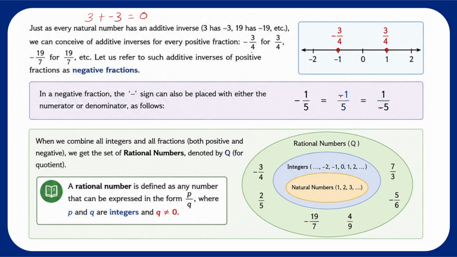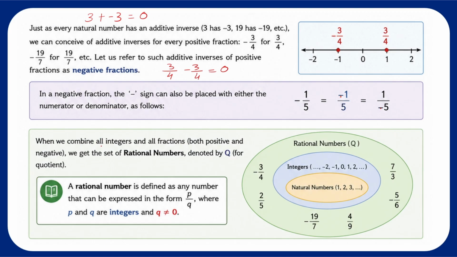And likewise, fractions also have additive inverses. For a positive fraction, the negative fraction is its additive inverse. For the fraction 3/4, the additive inverse is negative 3/4, and both of these together would make 0. And the negative sign could be placed either in the numerator, in the denominator, or in the middle. It all means the same.